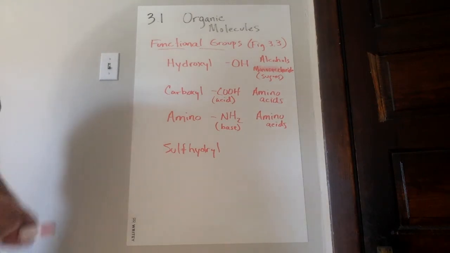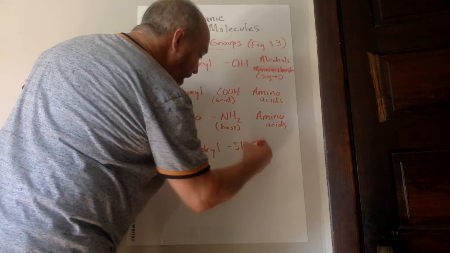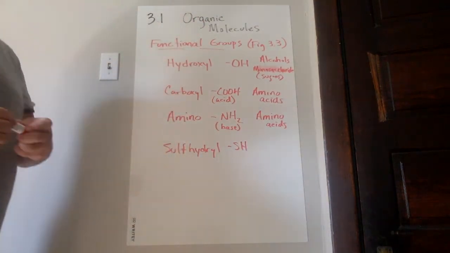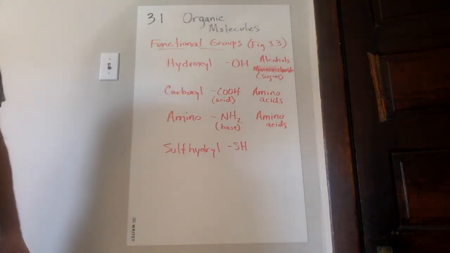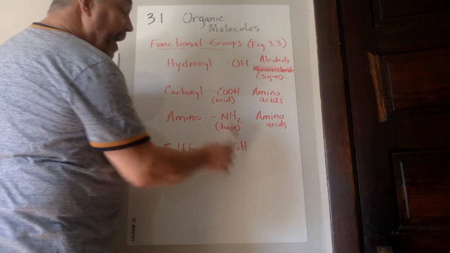I tend to, unfortunately, do a lot of English spelling, so I might spell behavior or color with a U, but it doesn't change what it is. A sulfhydryl group is sulfur and hydrogen.